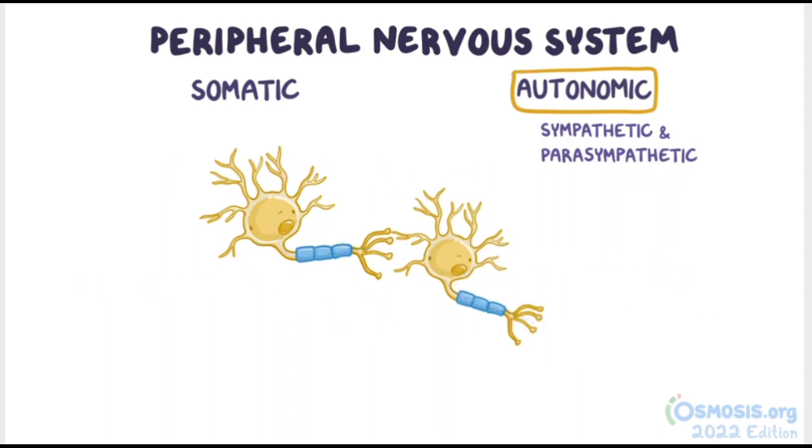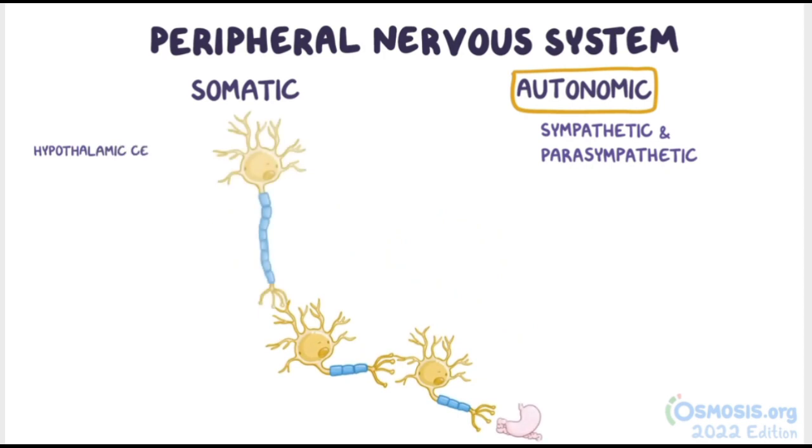Signals for the autonomic nervous system start in some hypothalamic centers. Hypothalamic neurons have really long axons, up to 1.4 meters or 4.5 feet, and they carry signals all the way down to the spinal cord nuclei where they synapse with preganglionic neuron cell bodies.